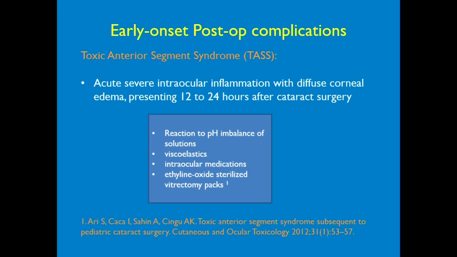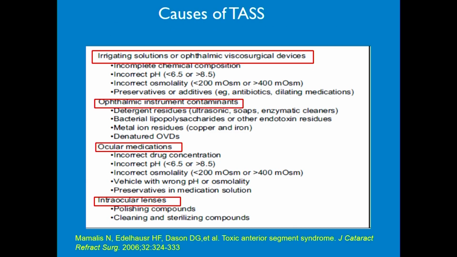This is an acute severe inflammation that presents with diffuse corneal edema within 12 to 24 hours after cataract surgery. To summarize why it happens, it could be a reaction to the pH imbalance of solutions. It could be viscoelastics, certain intraocular medications that we have used. Ethylene oxide sterilized vitrectomy packs could be another. If you go through this paper, it beautifully tells you all the possible causes of TASS, right from the irrigating solutions to the visco devices that we use.